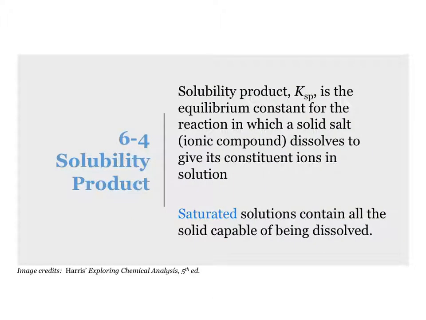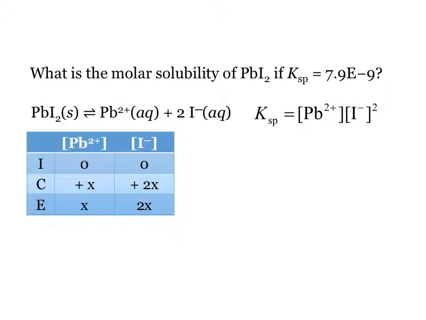The solubility product expression, also known as the KSP, describes the dissolution of a solid compound to give a saturated solution of its component ions. In this example, we're asked to calculate the molar solubility, X, of lead 2 iodide in pure water. How do we know that it's in pure water? Well, when we write out our ICE table, where I stands for the initial conditions, we see that our initial concentration of ions is 0.